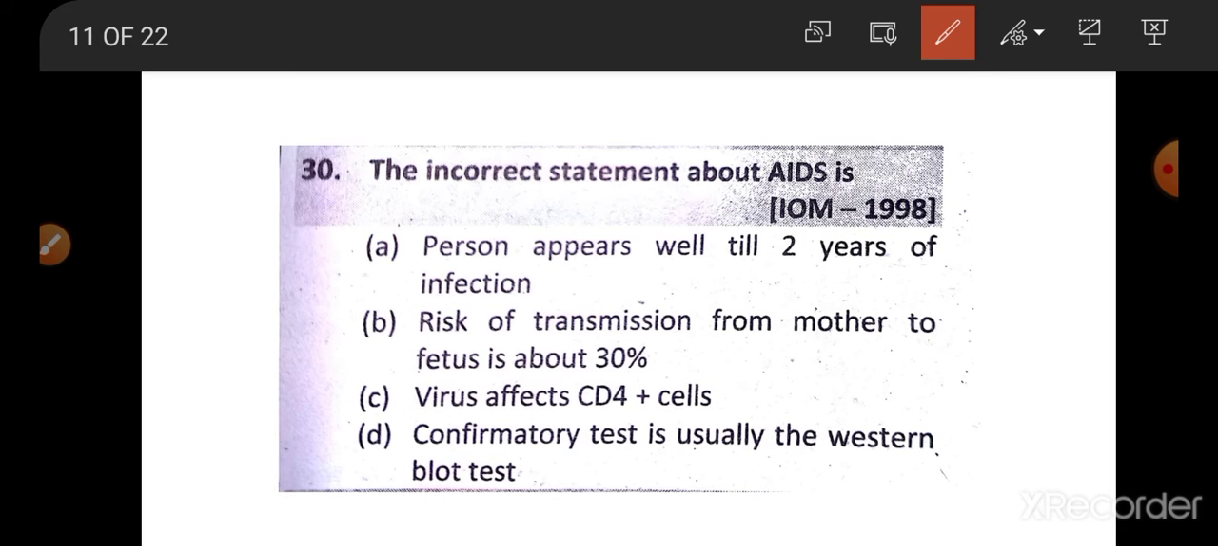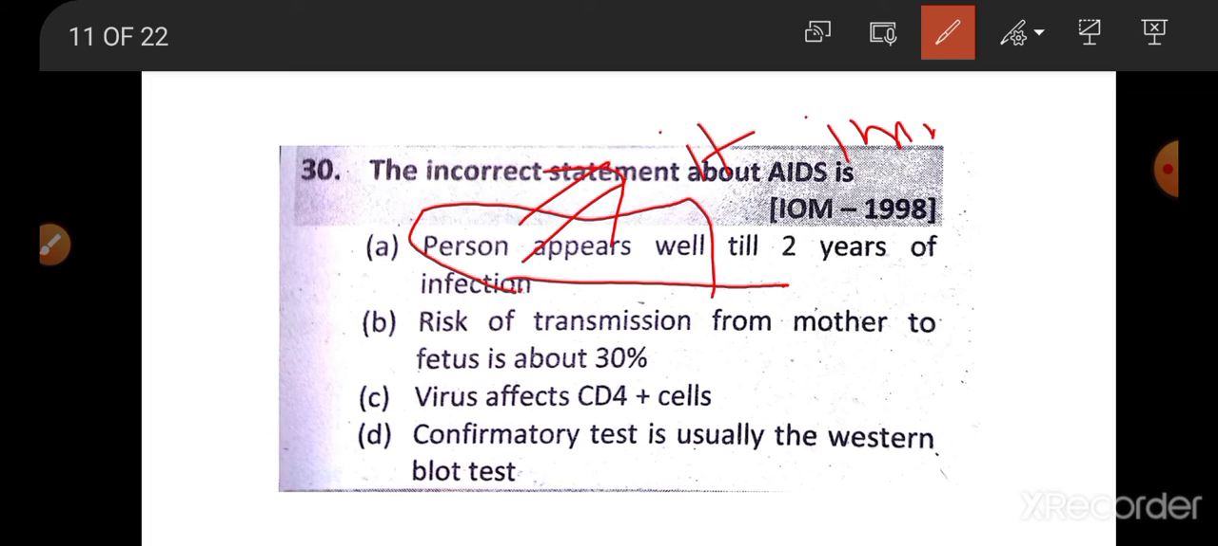The incorrect statement about AIDS is, option A, person appears well till 2 years of infection. B, risk of transmission from mother to fetus is about 30%. C, virus affects CD4 cells. D, confirmatory test is usually the Western blot test. For the person to appear well, it depends on the immune system, that is immunity, so it is incorrect.